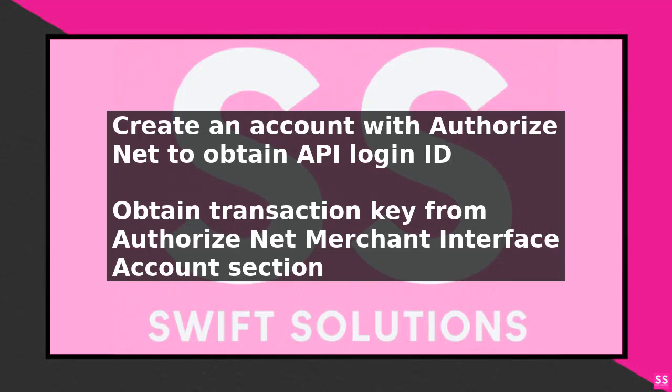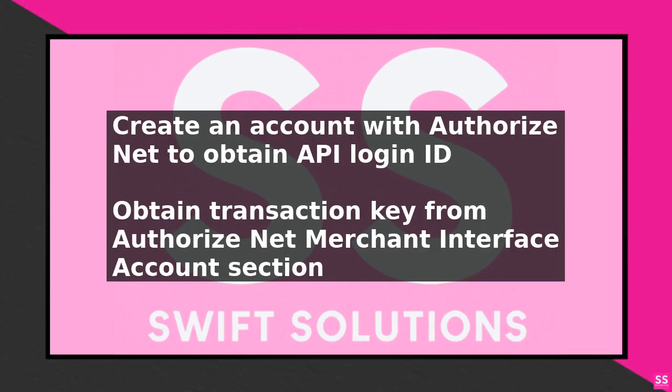To set up Authorize Net Accept.js, start by creating an account with Authorize Net and obtaining an API login ID and transaction key. Log in to the Authorize Net merchant interface and navigate to the account section to find these credentials. Next, download the Authorize Net Accept.js library from the Authorize Net website and include it in your web page.